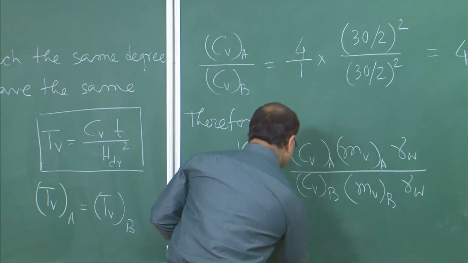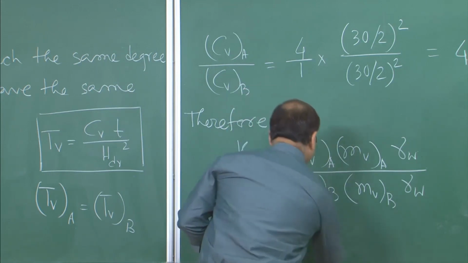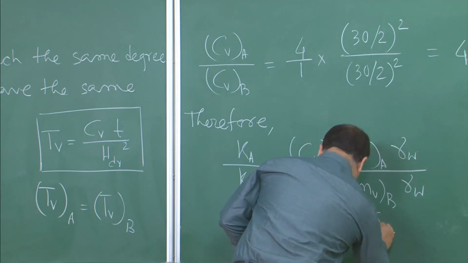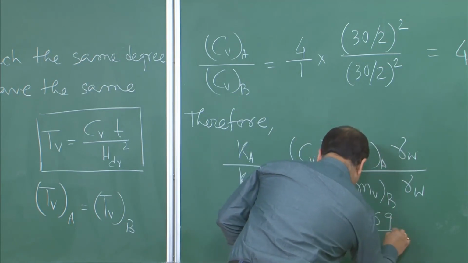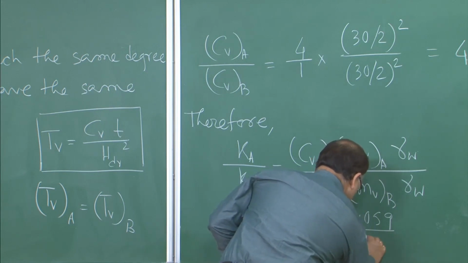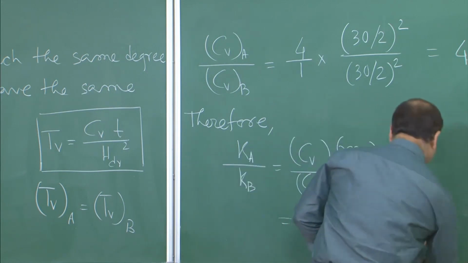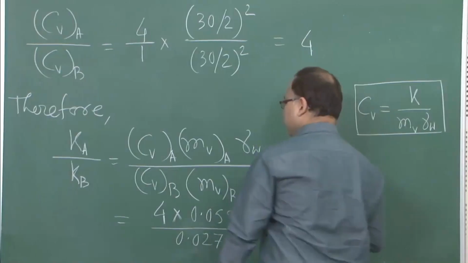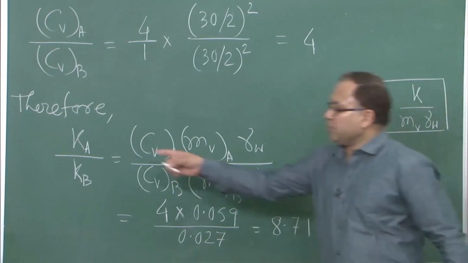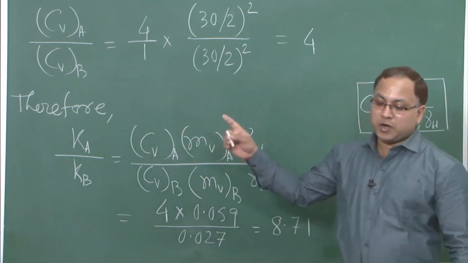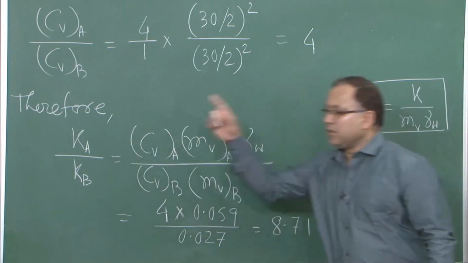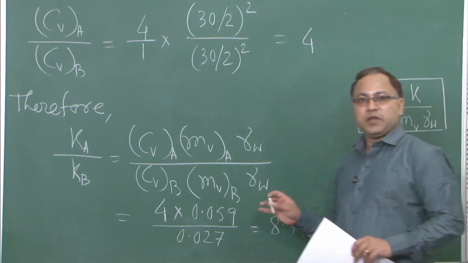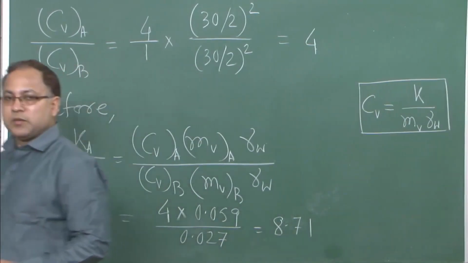So, if we put the values, 4 into 0.059 divided by 0.027 is equal to 8.71 is the ratio. So, that means the ratio of coefficient of permeability of the two samples, Ka to Kb, is nothing but 8.71. So, we are done with the problem.